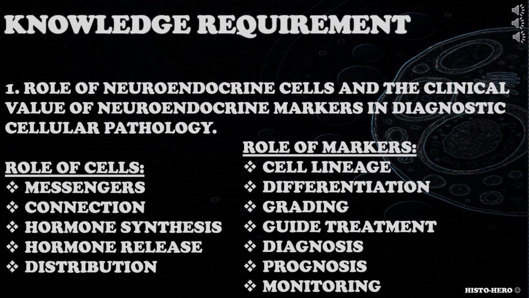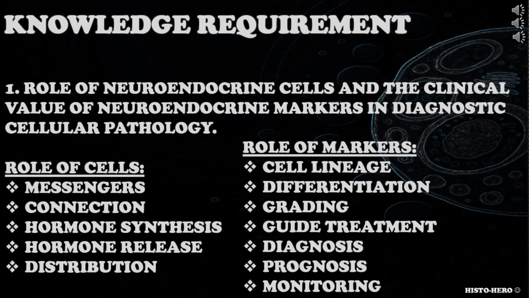The first knowledge requirement is role of neuroendocrine cells and the clinical value of neuroendocrine markers in diagnostic cellular pathology. Candidate needs to have the knowledge and understanding about neuroendocrine cells and markers. You could ask the candidate to explain what neuroendocrine cells are, to name roles neuroendocrine cells play in cellular pathology, to list tissues containing neuroendocrine cells, to name diseases associated with neuroendocrine cells, to give examples of neuroendocrine markers used in your lab.